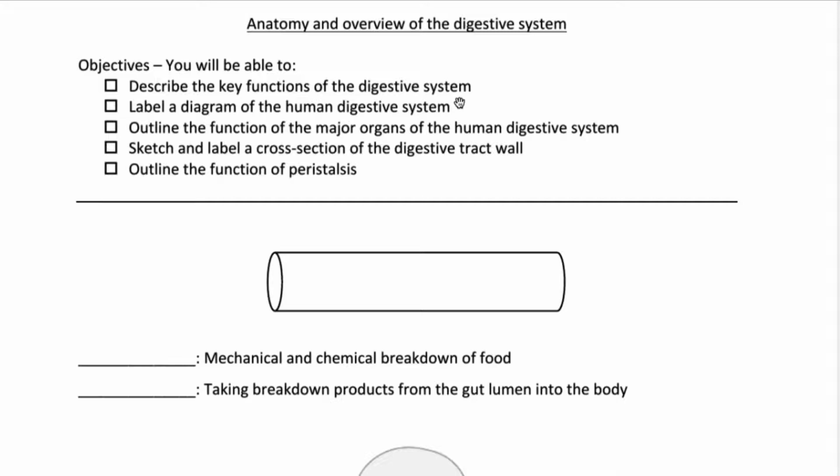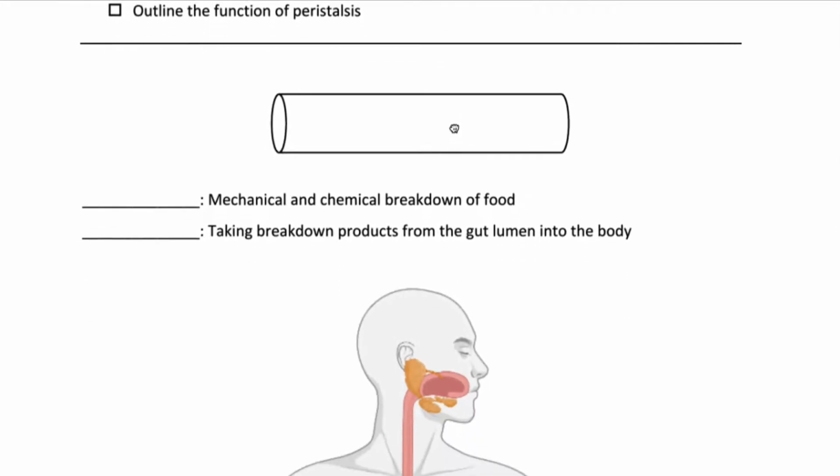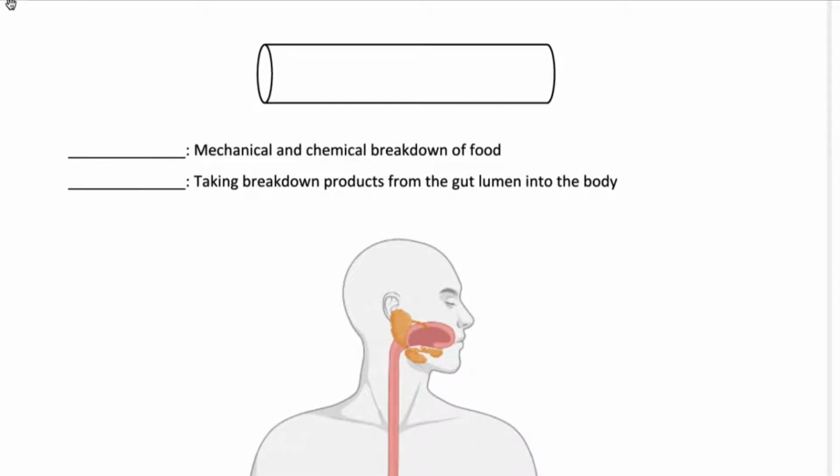This lesson provides an overview of the digestive system, starting with its anatomy. Now, if we want to really simplify things, you can think of your digestive system as a long tube with the rest of your body around it. Food comes in at one end, it gets broken down and absorbed, and then wastes go out the other end.